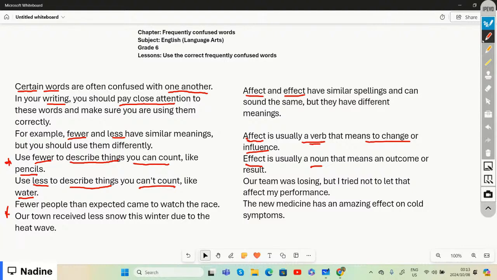All right. And if we look at an example, it says, our team was losing, but I tried not to let that affect my performance. So our team was losing, but I did not let that affect my performance.